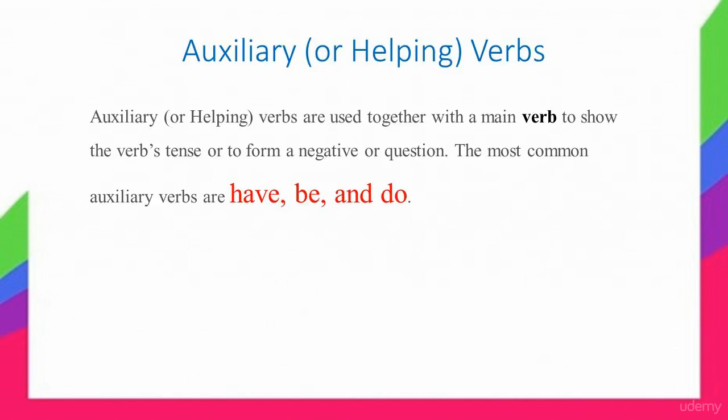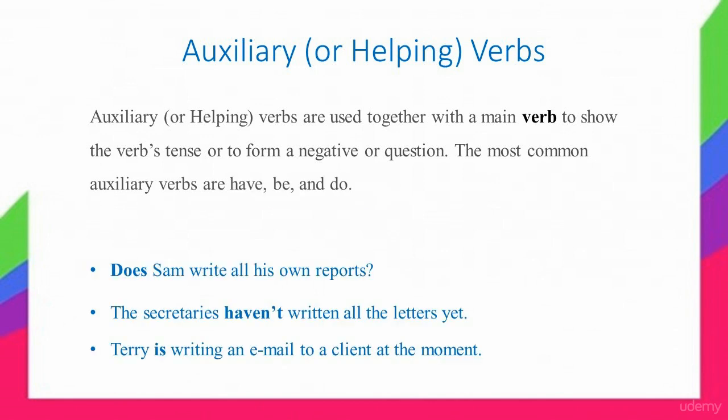Next are auxiliary or helping verbs. Auxiliary or helping verbs are used with a main verb to show the verb's tense or to form a negative or question. The most common auxiliary verbs are have, be, and do. 1. Does Sam write all his own reports? 2. The secretaries haven't written all the letters yet. 3. Terry is writing an email to a client at the moment.